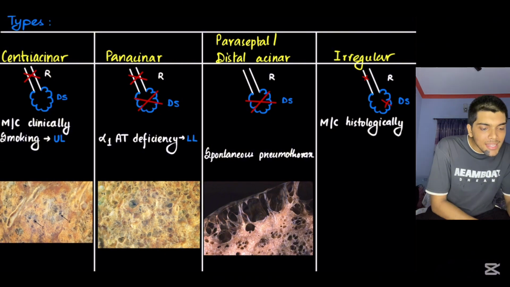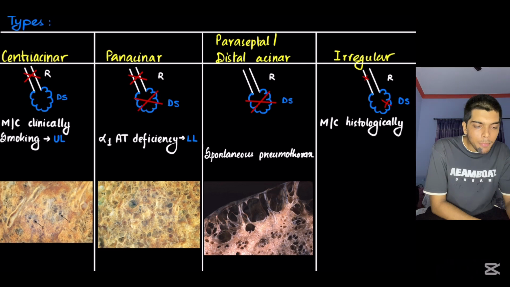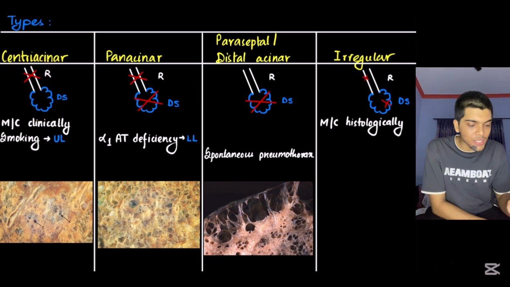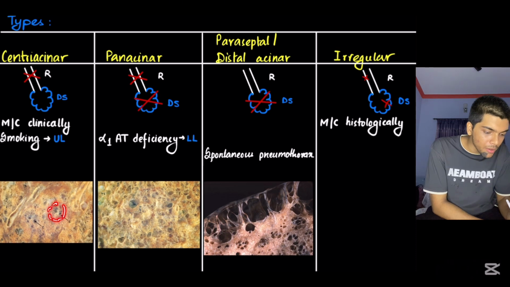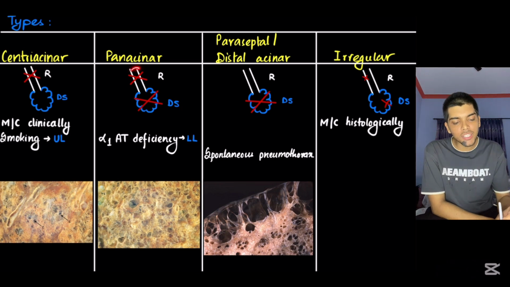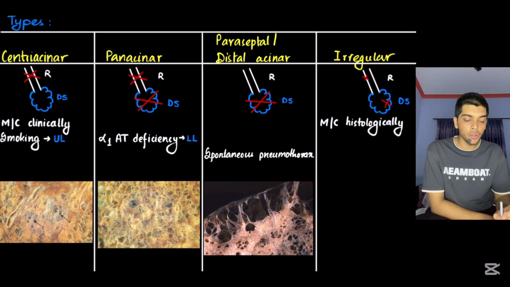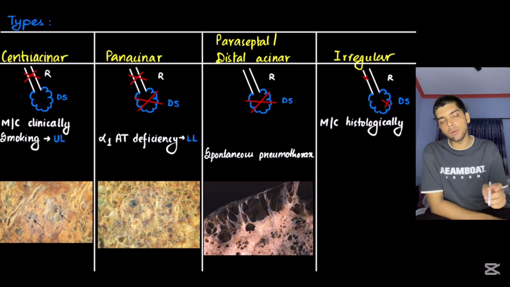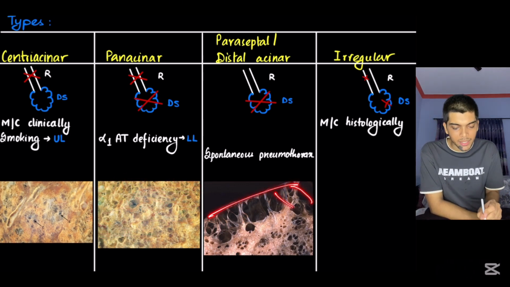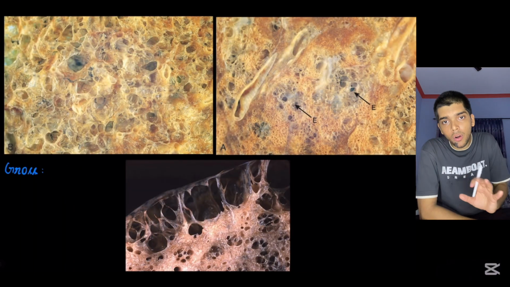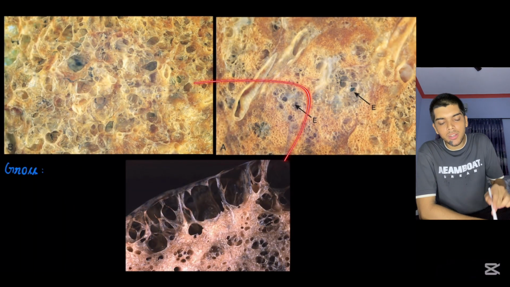Alright, so in centriacinar, there is partial involvement and partial normal. So grossly as well, you can see partial involvement, and areas that are normal. Panacinar, there is complete involvement. So grossly as well, you will see complete involvement. In distal acinar or paraseptal, it's the septal region that is affected. Okay, I hope you can determine the type on the basis of these gross features.